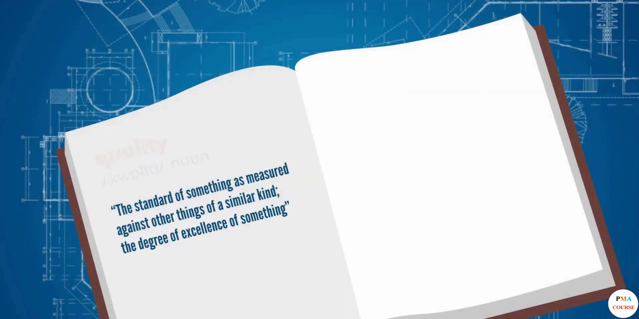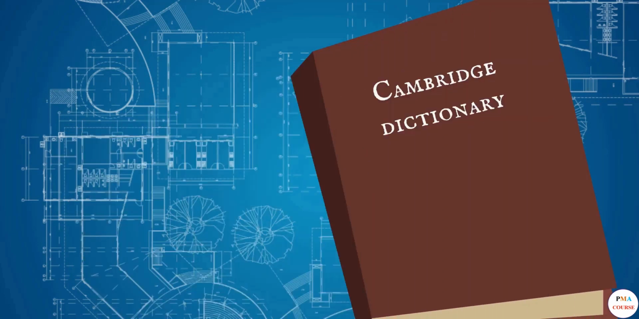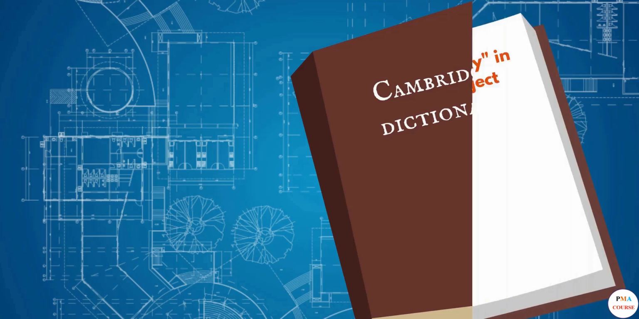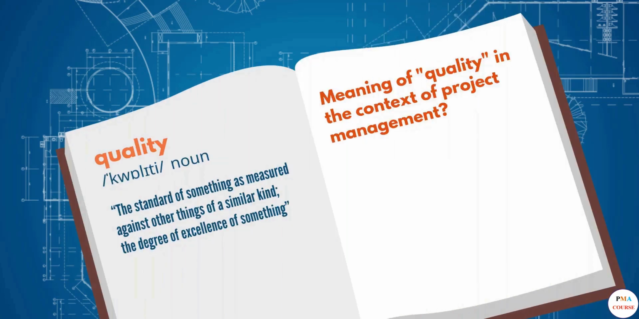The standard of something as measured against other things of a similar kind. The degree of excellence of something. That's how the Cambridge Dictionary defines quality. But what do we mean when we talk about quality in the context of project management?